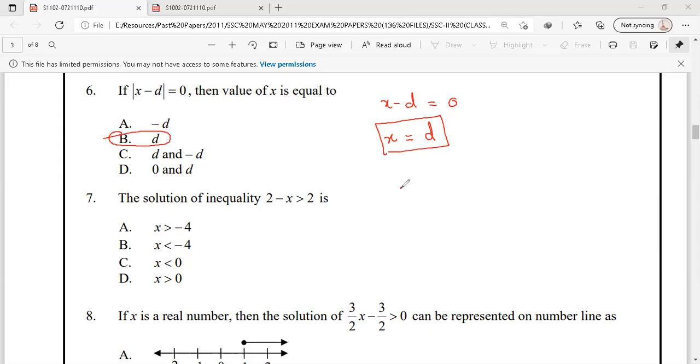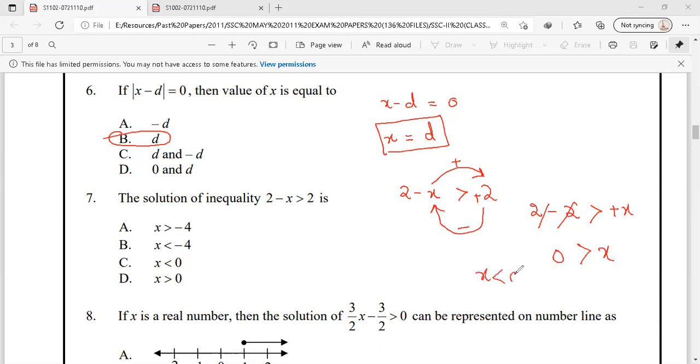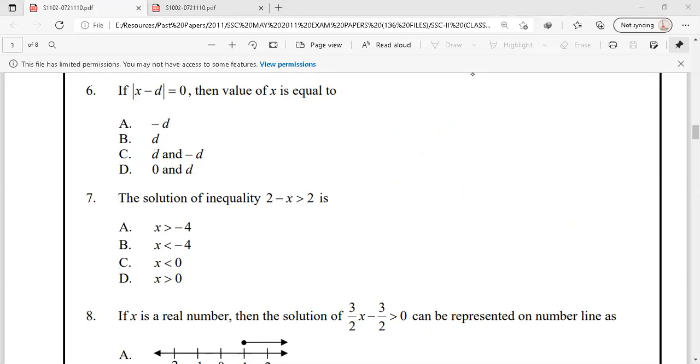Then we have an inequality: 2 minus x is greater than 2. To find the value of x, let's shift this negative 2x to the right side of the inequality and this 2 to the left side. So 2 minus 2 is greater than plus x. This positive 2 has become negative and this negative 2x has become positive. So this is 0. So 0 is greater than x. It means x is less than 0. So we have option C as our correct answer.